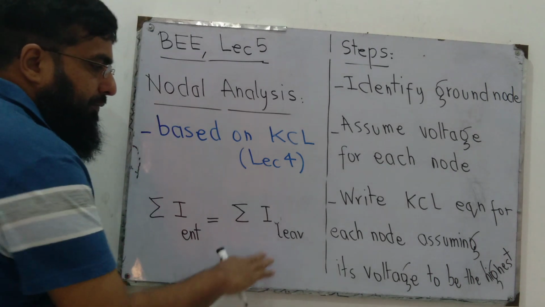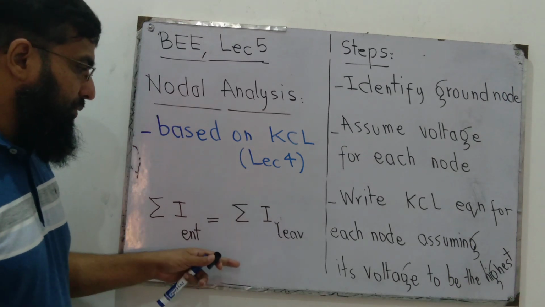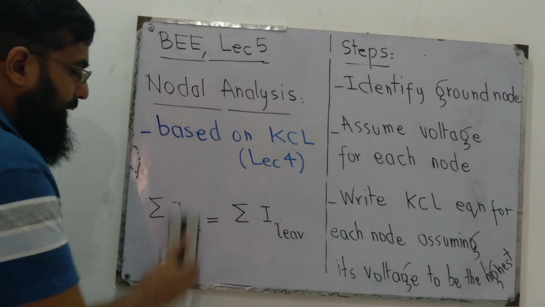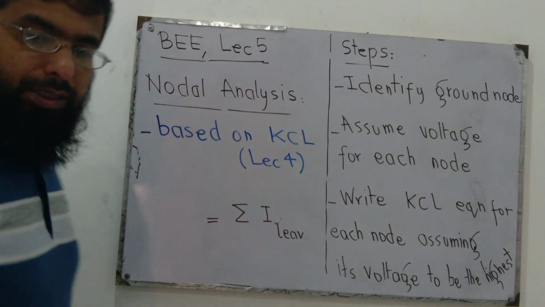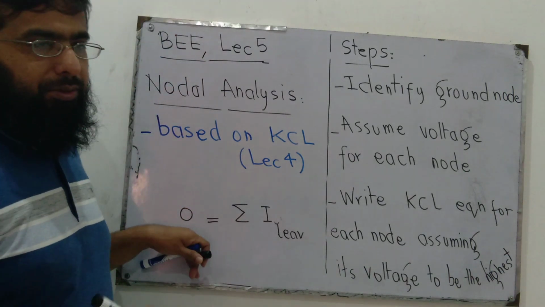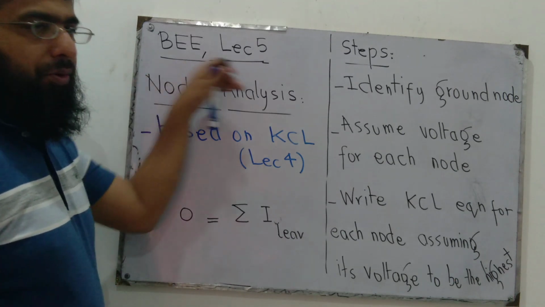This means that we will assume all the currents to be leaving, most of the time. If all the currents are leaving and there is no entering current, the KCL equation can be written as: the sum of leaving currents is equal to 0, which we assume for nodal analysis.